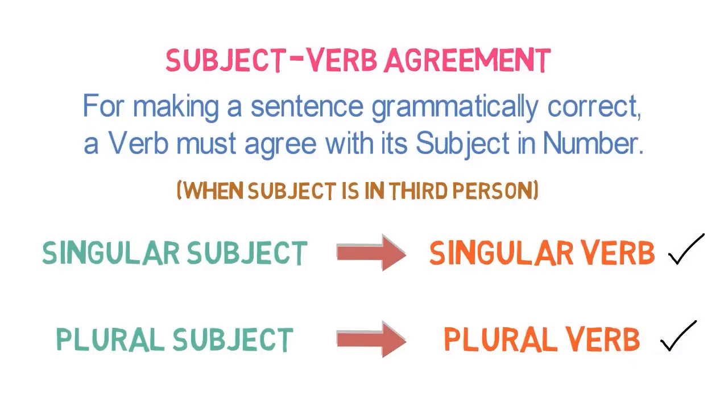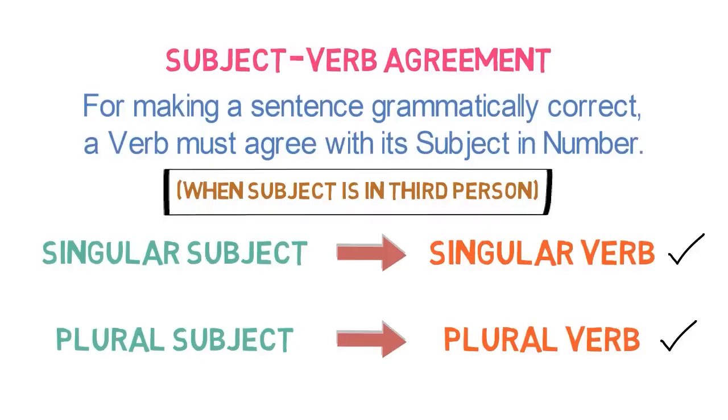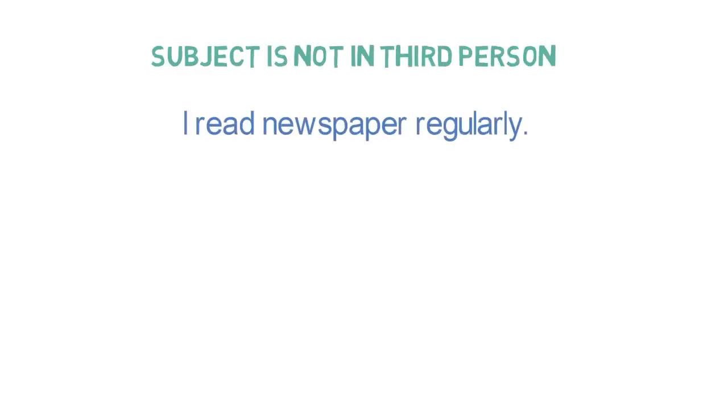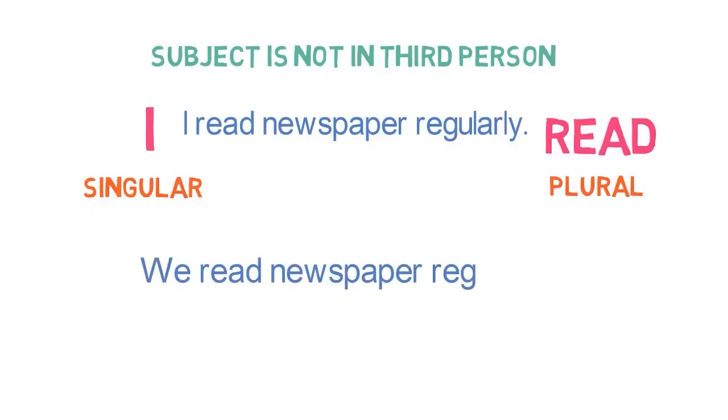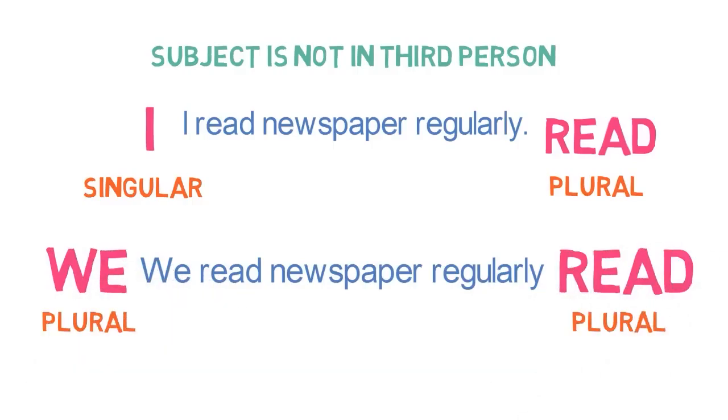Please note, we have seen examples only where the third person is used. Now, let's look into examples where the subject is not in third person. I read newspaper regularly. Here, I is singular, but the verb read is in plural form. Let's look into one more example. We read newspaper regularly. Here, we is in plural form and the verb read is also in plural form. So, in case of first and second person, there is no rule of singular subject, singular verb and plural subject must have plural verb. Please remember this concept also.